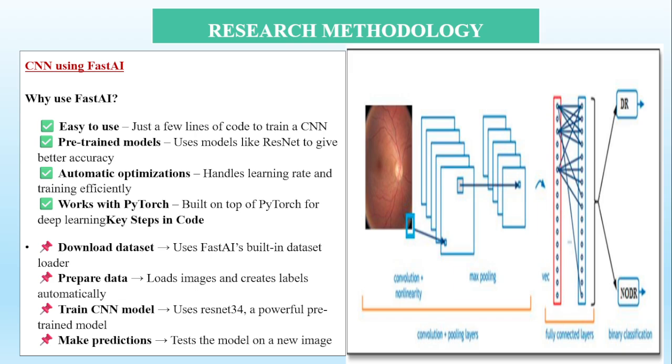Key steps in code: how to use this? Download datasets using the Fast AI built-in dataset loader. Prepare data: load images and create labels, which happens automatically. Then train the CNN model using ResNet34, a powerful pre-trained model. Then make predictions and test the model on a new image. Now one image is completed. You can go with the next image, second image, third image, fourth image, giving new images one by one. The model will automatically learn from the older images, then predict and give the result.